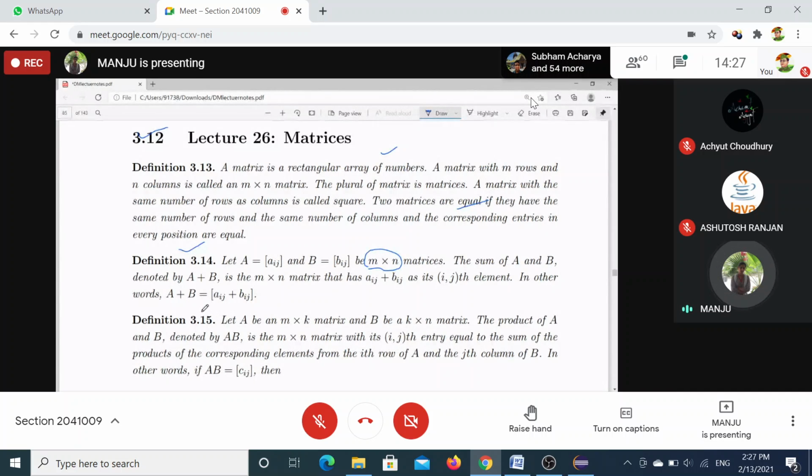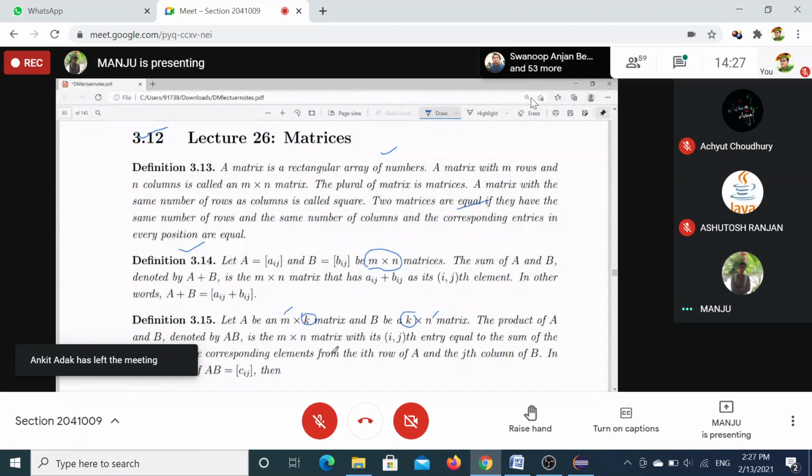Then we discuss the product, that is, the product of A and B. For the product to be compatible, the number of columns of A, that is K, and the number of rows of B should be the same. Then AB will have order M into N. Its ijth entry is Cij.